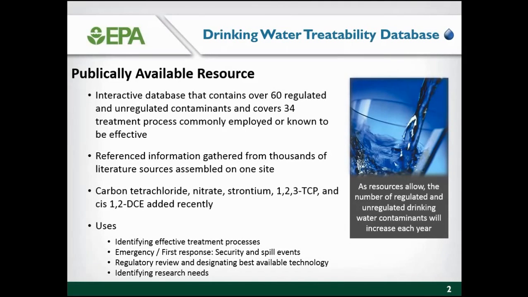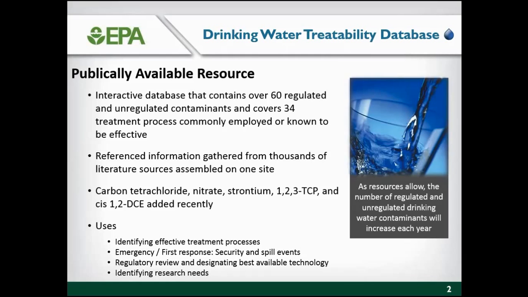The next slide here is the treatability database. This is a summary slide on that. It's an interactive database that contains over 60 contaminants, both regulated and unregulated. It has 34 treatment processes in that database that are commonly employed or at least known to be effective for more novel technologies. It has thousands of literature sources within the database, all within this one location on EPA's website. Some of the compounds added recently, we want to keep adding compounds and updating compounds. Recently, carbon tetrachloride, nitrate, strontium, 1,2,3-TCP, and cis-1,2-dichloroethene have been added to the database.